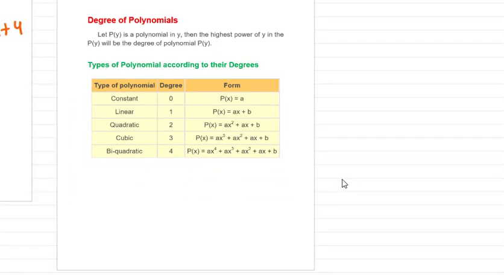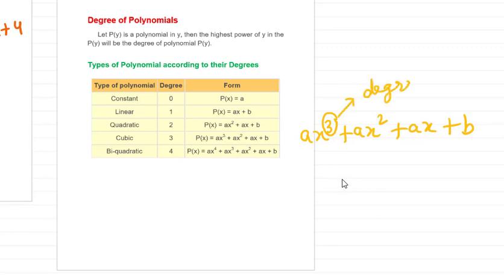In this equation, you have ax cube plus bx square plus cx plus d. You just have to see the maximum or the highest power of x. That's the degree. So if it is 3, it's cubic. If it's 4, then it is said to be biquadratic. And if it's more than 4, then you can just say it's a polynomial.